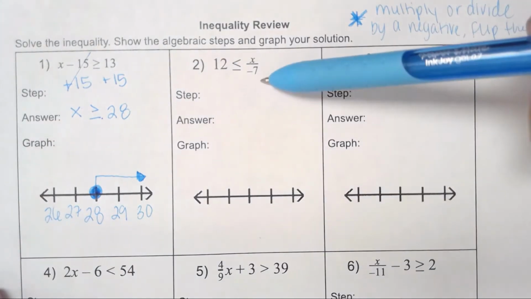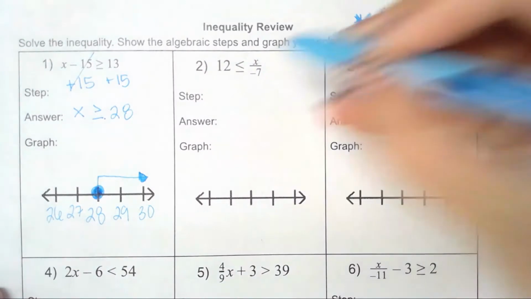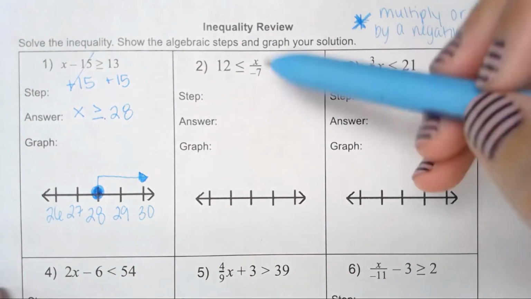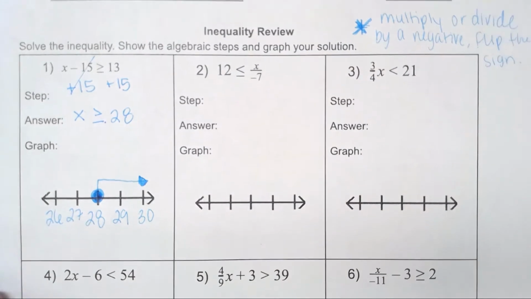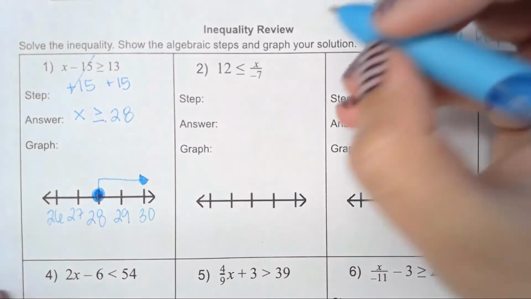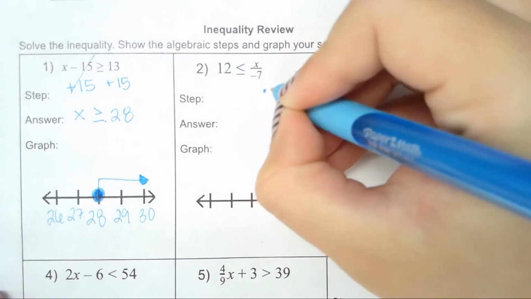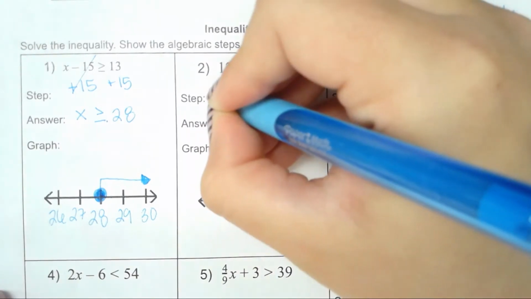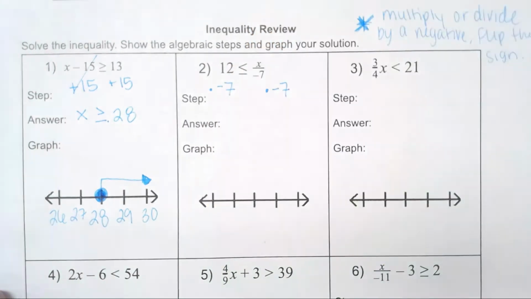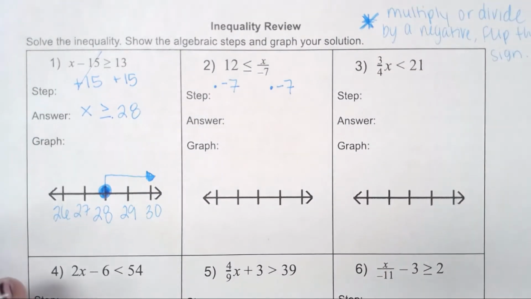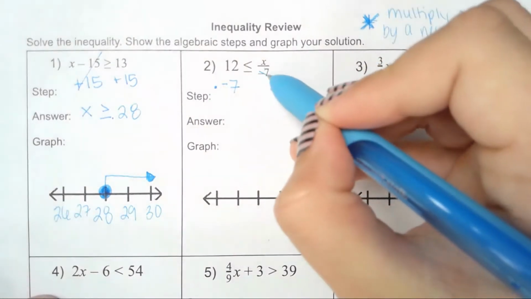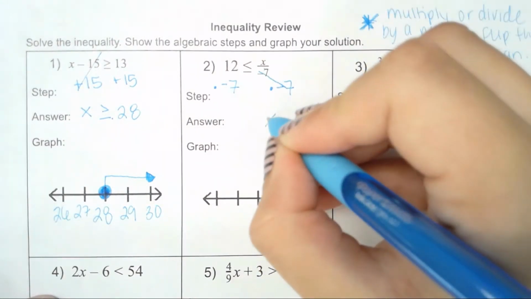Okay, number two, same thing, you want to get the variable by itself. So we need to get rid of this -7. Right now, x and -7 are dividing, so the opposite of dividing is multiplying. So multiply by -7, multiply by -7 on both sides. So that then all that you'll be left with on the right side, because these -7s will cancel, is x.